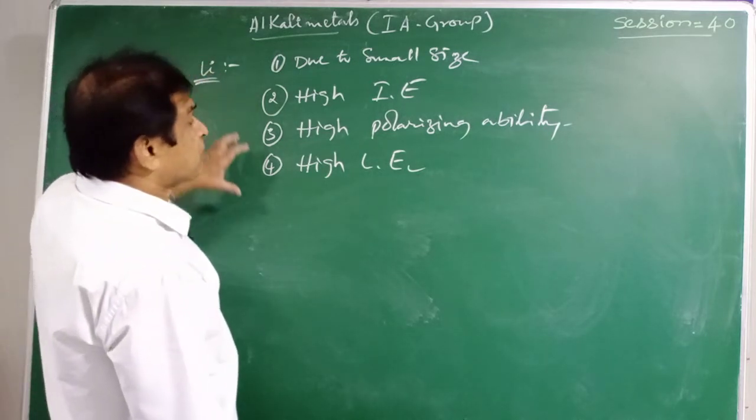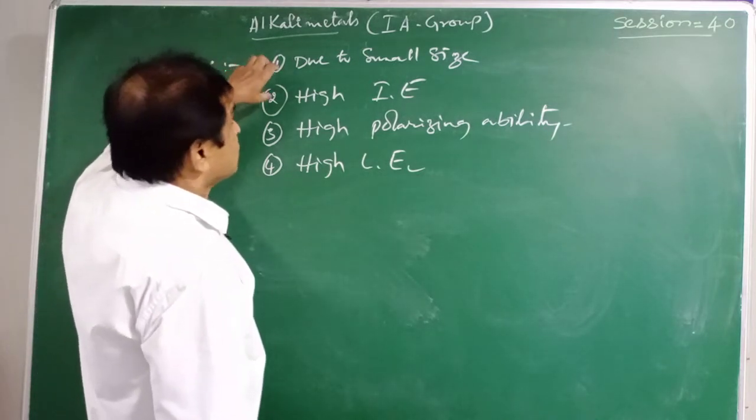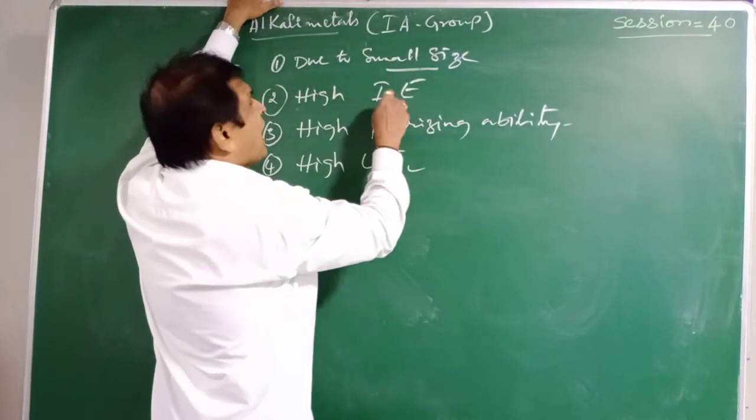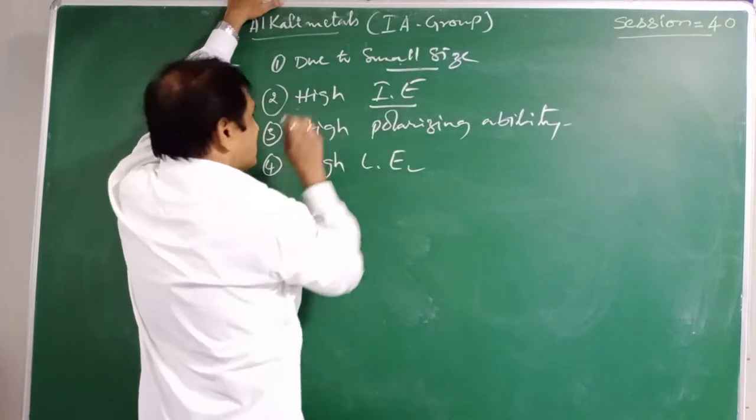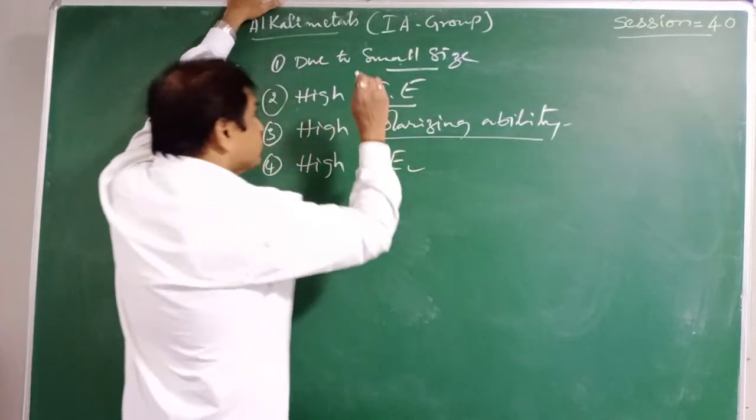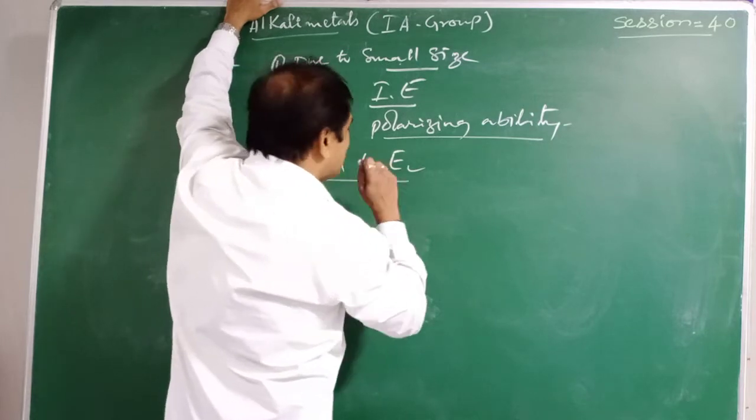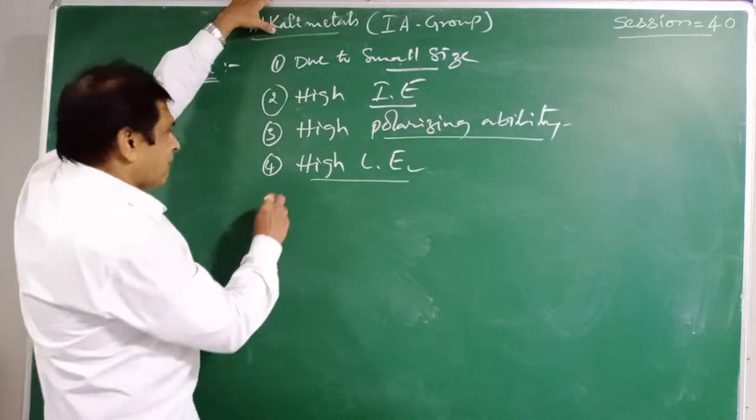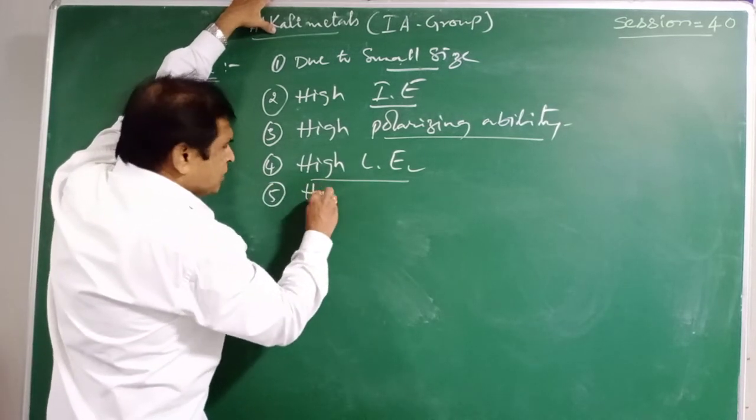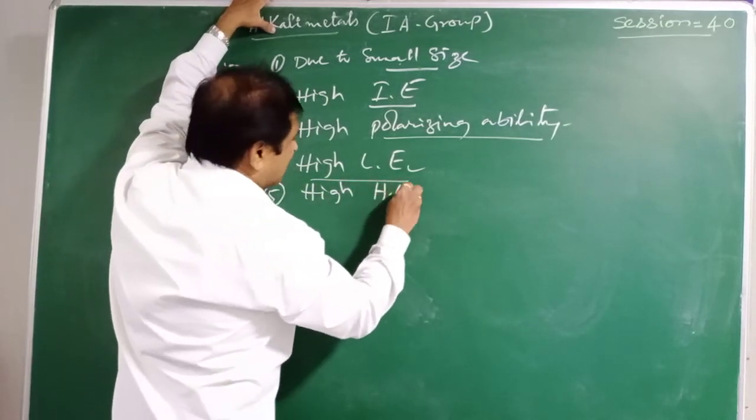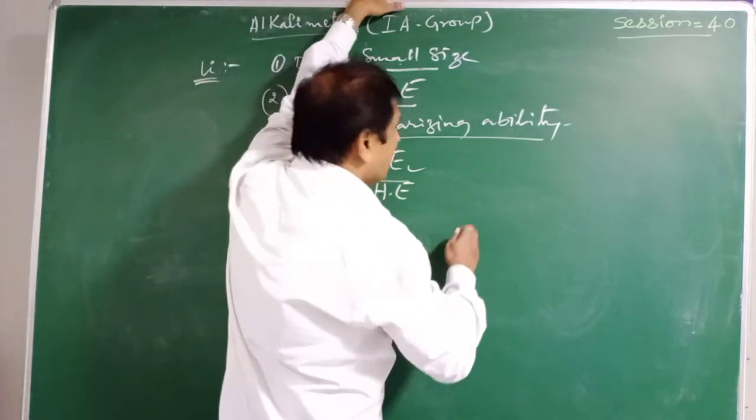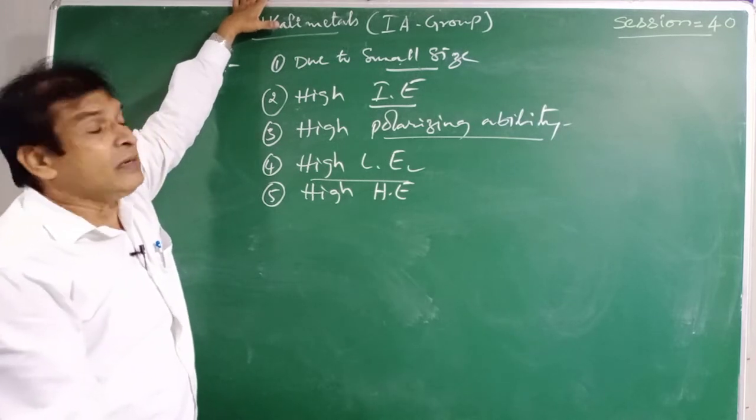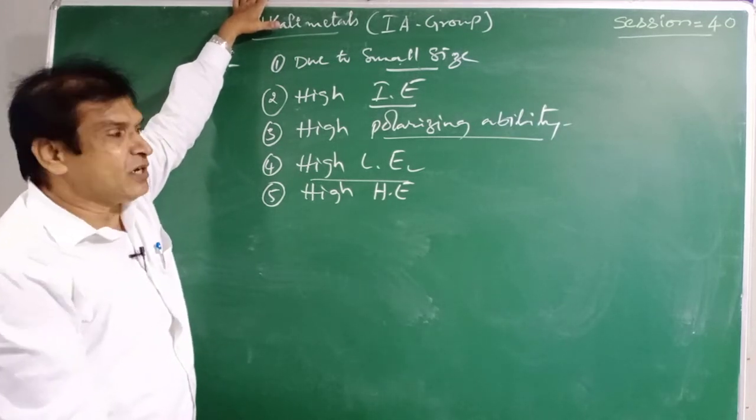So what are the special properties of lithium? Due to small size, it shows high ionization energy, high polarizing ability, and high lattice energy. It also exhibits high hydration energy, because of its small size. And remember, for a compound that is soluble in aqueous solution, the solubility depends on the lattice energy and hydration energy.